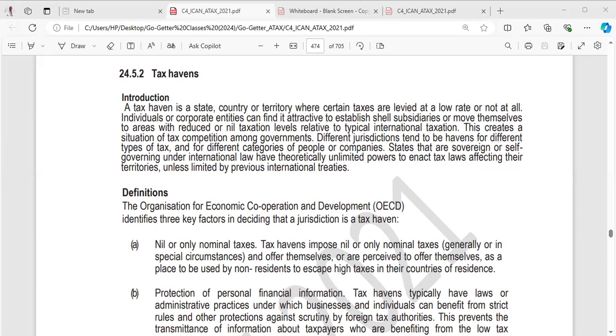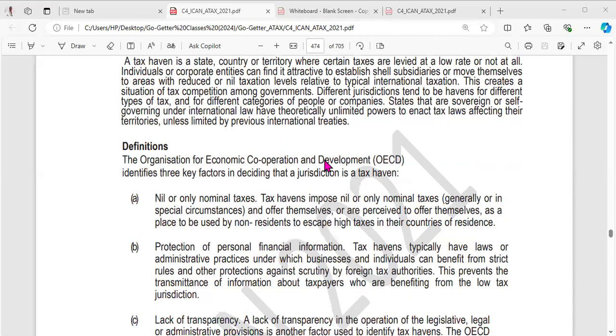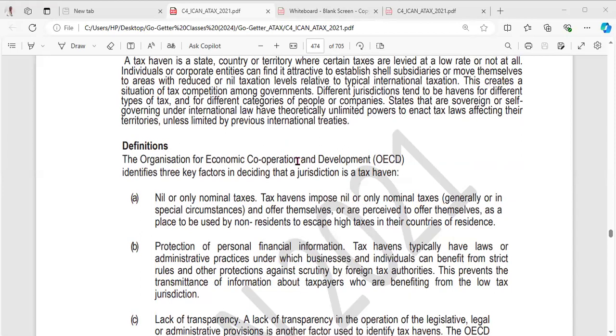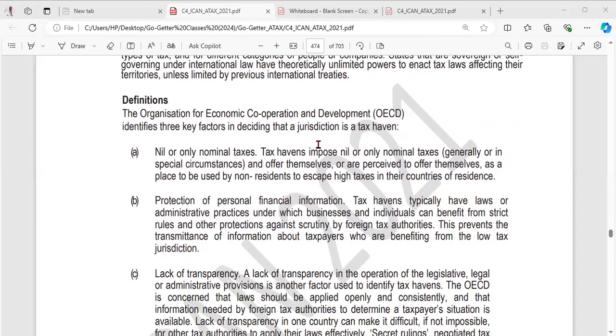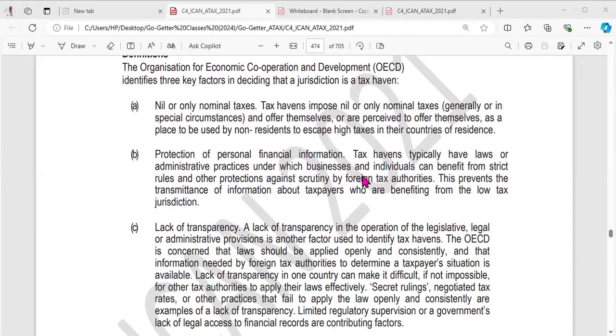We learned some of the things that the OECD has done to improve tax compliance in these places that are tax havens. Now they have decided that there are three ways of knowing a tax haven. One of them is that they have nil or minimal taxes. They might have little tax or minimal tax.